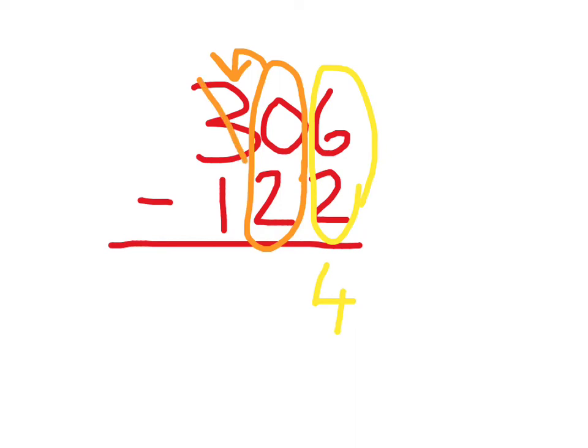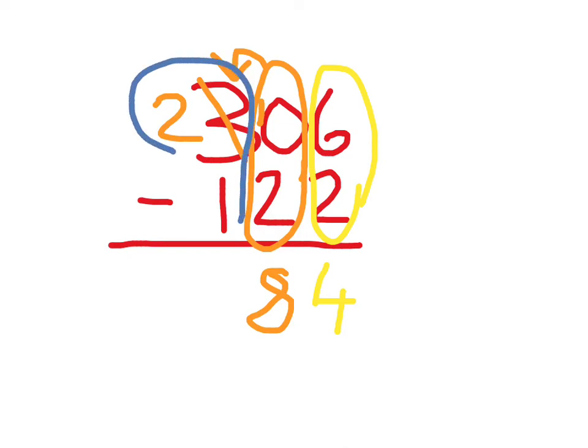They've got 3, so they say that's okay. So they go down to 2, and now I have 10 instead of 2. 10 take away 2 is 8. Now what I do is I go to the hundreds house, and I have 2 take away 1. 2 take away 1 is 1. My answer is 184.